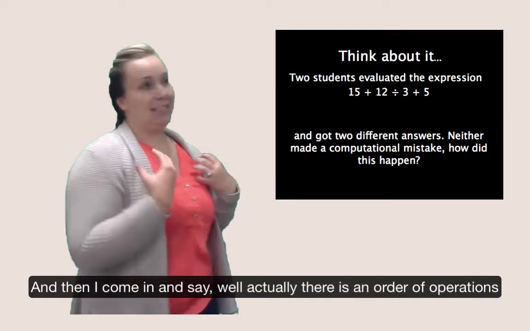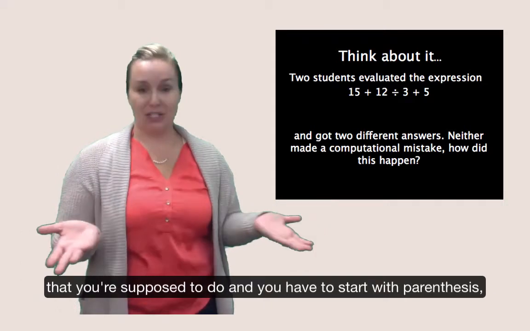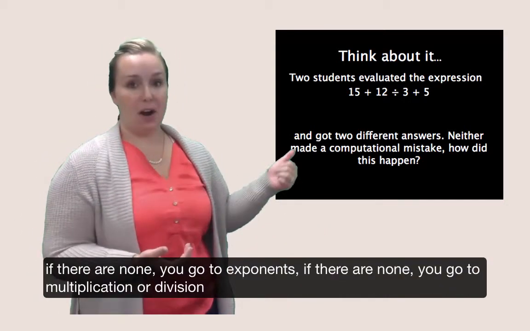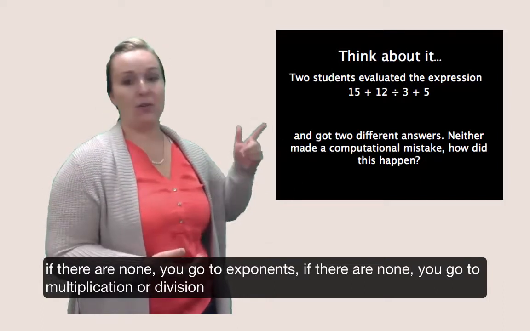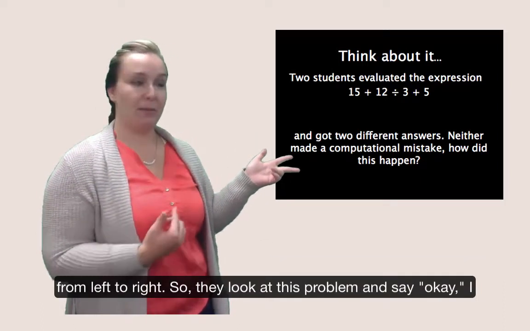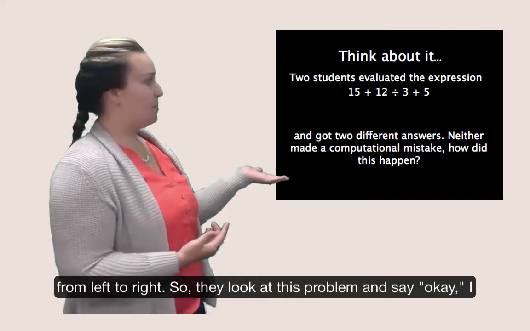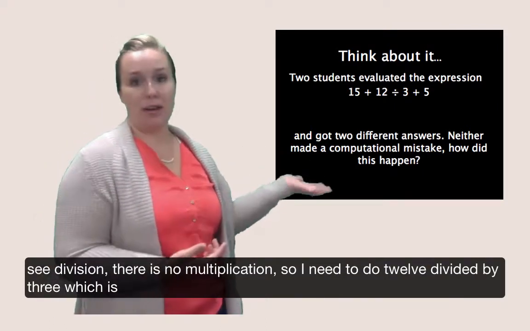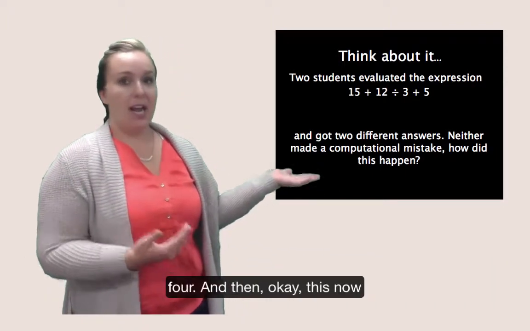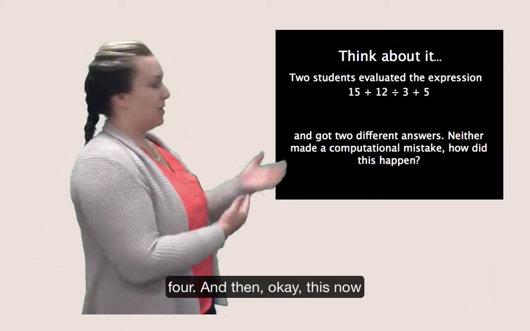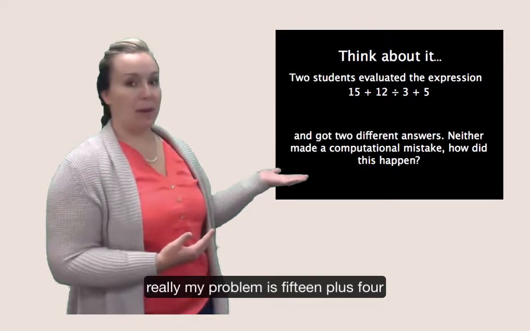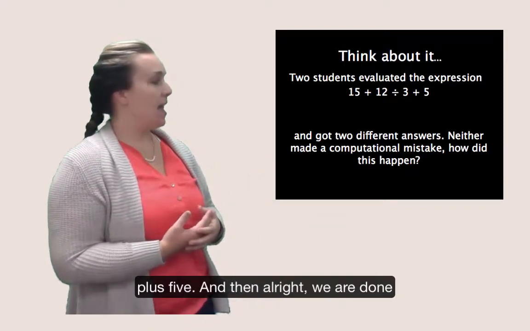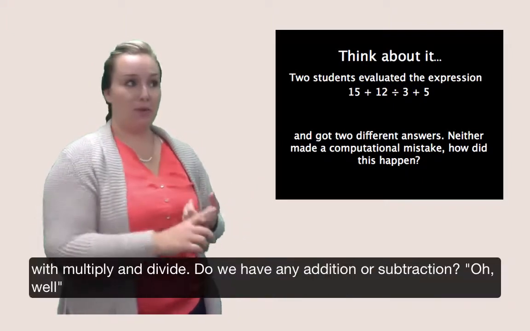And then I come in and say, well, actually, there's an order of operations that you're supposed to do, and you have to start with parentheses. If there are none, you go to exponents. If there are none, you go to multiplication or division from left to right. So they look at this problem and they say, okay, I see division, there is no multiplication, so I need to do 12 divided by 3, which is 4. And then, okay, so now it is 4. So really my problem says 15 plus 4 plus 5. And then, all right, we are done with multiply and divide.